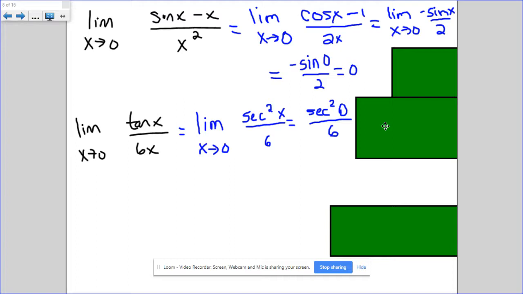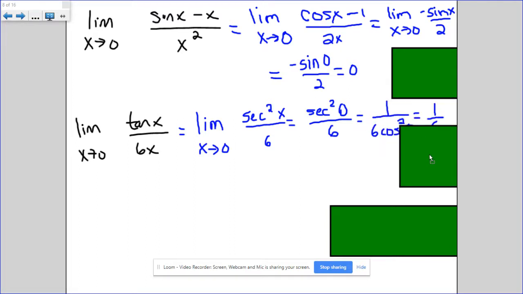Secant is the same as 1 over cosine, which means secant squared is the same as 1 over cosine squared. So I can rewrite this. This is the same thing. Secant squared of 0 over 6 is the same as 1 over 6 cosine squared of 0. Now this is something you do need to have memorized. Cosine of 0 is 1. 1 squared is 1. So 6 times 1 is what we get on the bottom for a final answer of 1/6.